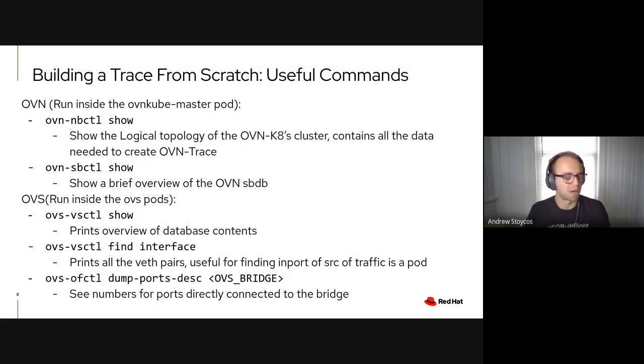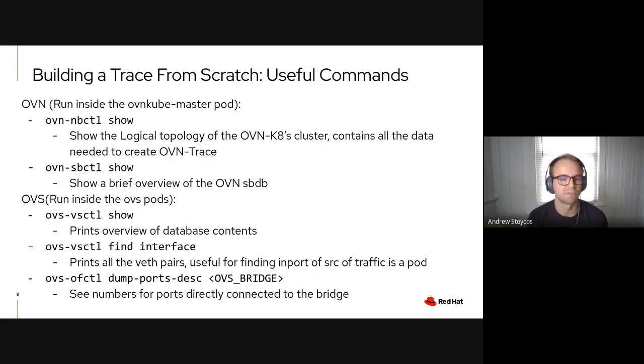Now, everyone might know some of these commands, some might be new. The main problem with these commands isn't the command itself, it's where to run them on an OpenShift cluster, right? So for now, I'll just run through them really briefly. ovn-nbctl show is really important. It shows the logical topology of the OVN-Kubernetes cluster, whereas ovn-sbctl show does essentially the same thing for the SBDB.